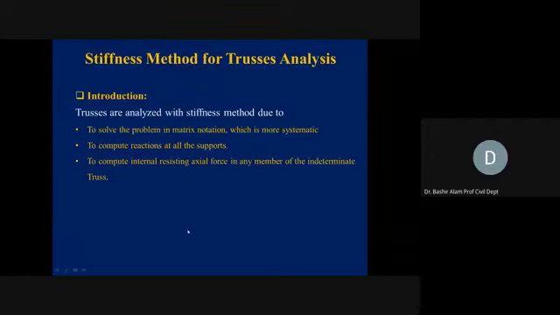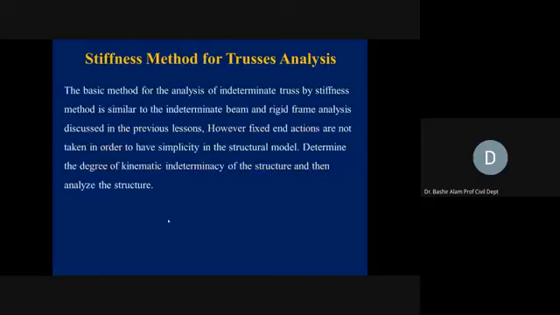Introduction. Now, because of 3 reasons, we want to analyze these trusses with the help of the stiffness method. First reason is that it is more systematic. We can compute reactions at all the supports, and then internal resisting axial forces in any member of the indeterminate truss can be found. It will be having only axial forces along the axis of the member. It can be tension, it can be compression.